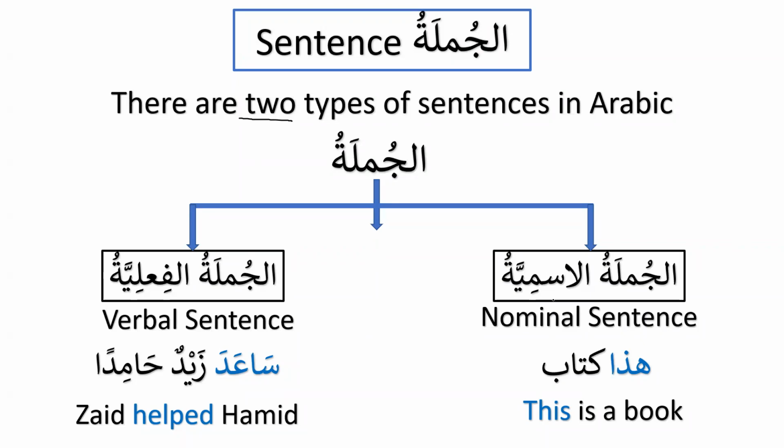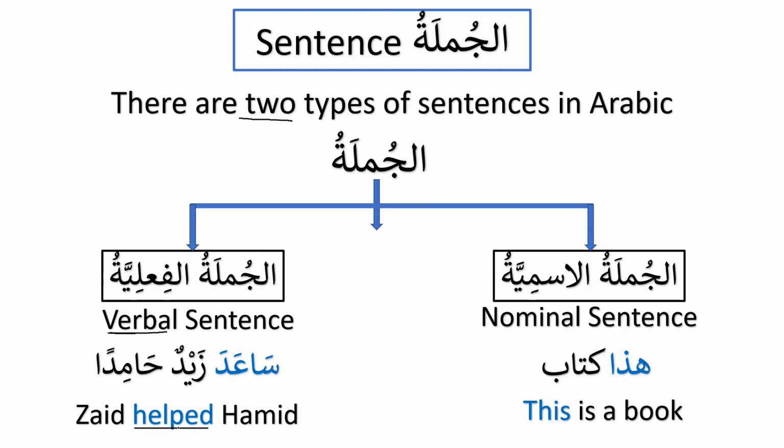Al-jumlatul ismiyatu, nominal sentence, and a nominal sentence always starts with a noun. As we can see over here, hadha kitabun, this is a book. So it is a nominal sentence. And then we have al-jumlatul fi'liyatu, which is called a verbal sentence. And as it is clear from the name, it always starts with a verb. And in the previous lesson, we took this example: Sa'ada Zaidun Hamidan.